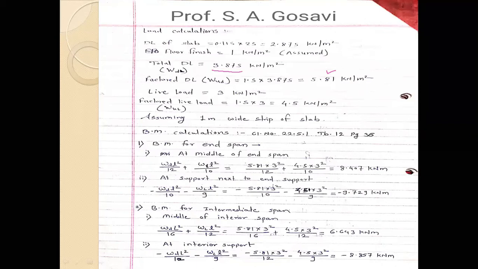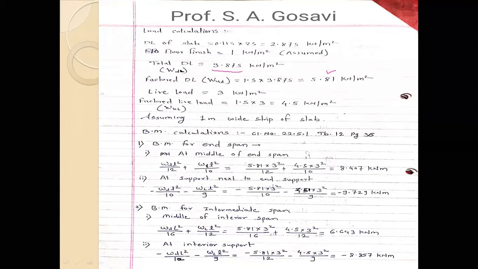So the factored live load, WUL: multiply this live load by 1.5, then we get the value 4.5 kilonewton per meter square. Assuming a 1 meter wide strip, this we assumed in the one-way slab also. We always assume the width of the slab as 1 meter. Whatever may be the width, we are not considering the entire width. We just assume that the width of our slab is 1 meter, and we are going to repeat the same design for 1 meter intervals.